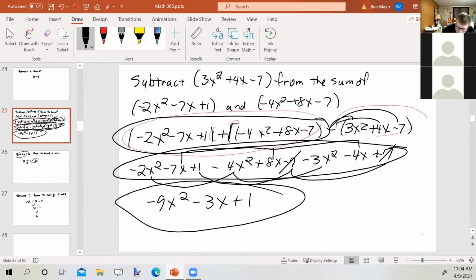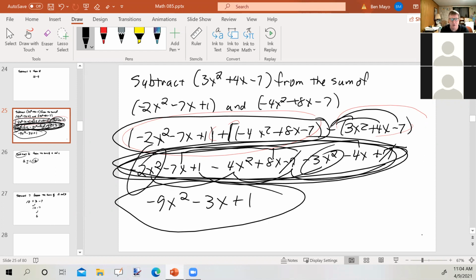Is anybody uncomfortable with the idea of how I can take this whole string of things and pull ones together that aren't next to each other? Is that bothering anybody? Because I can explain that if you need it. Okay, we'll go on then.